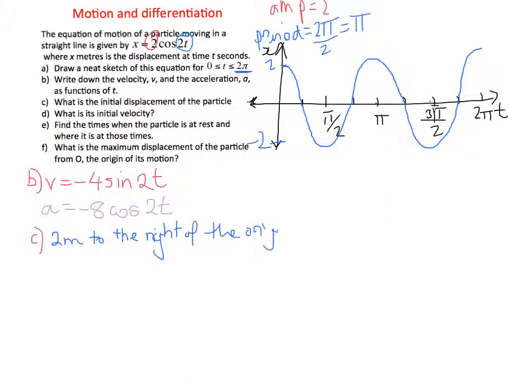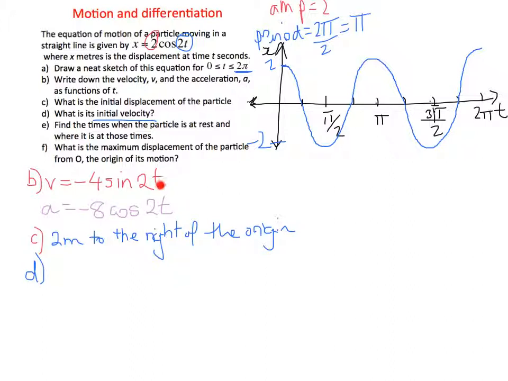And the next question, sorry about my writing here, part D, what is the initial velocity? Remember, velocity is the gradient function. You can actually read this off the graph as well. What is the gradient right there? If you were to draw a tangent in there, you can see the tangent would be horizontal. It's a turning point. So the gradient right there is 0, which means the velocity is 0.